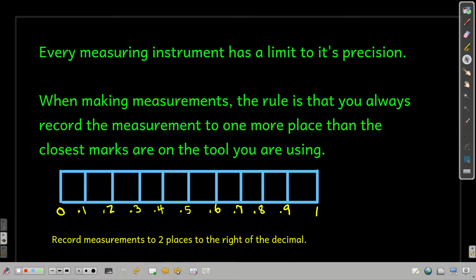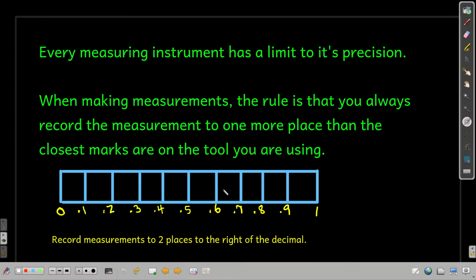Let's say, for example, that you have a meter stick. Let's pretend this is a meter stick. There's 0 meters, and over here is 1 meter, and there are marks every 1/10 of a meter, or every decimeter. The rule is always that whenever you're taking a measurement, however far apart the smallest marks are, you always record one more place past the decimal in the number that you record. Because the smallest marks are 0.1 meters apart, if you were to take a measurement with this meter stick, you would record 2 places past the decimal.